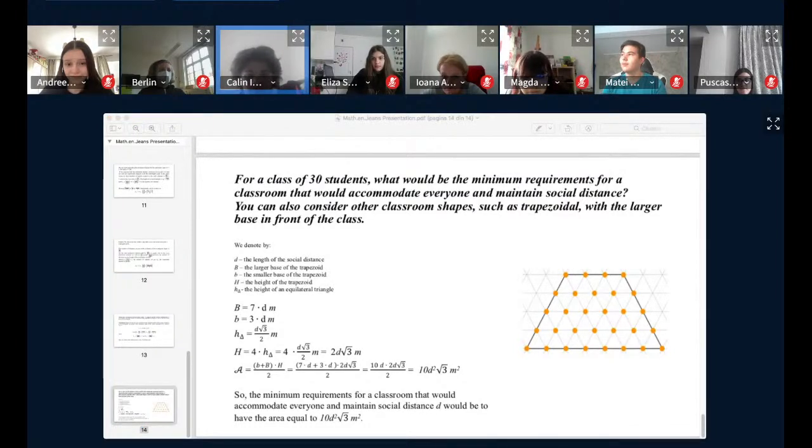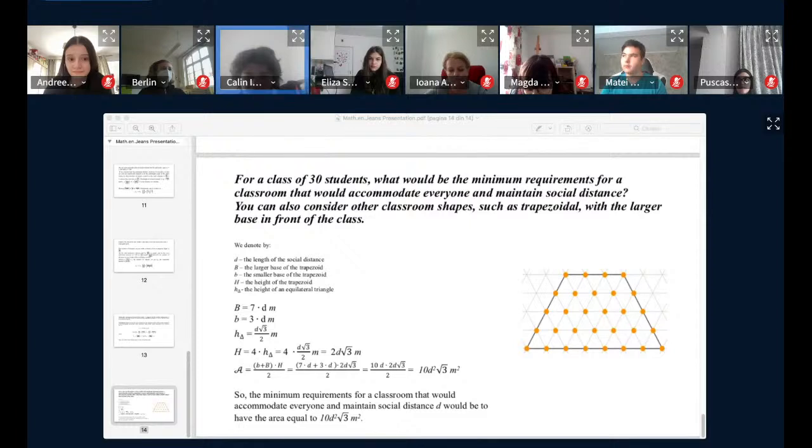We denote by d the length of the social distance, capital B the larger base of the trapezoid, lowercase b the smaller base of the trapezoid, and h the height of the trapezoid and the height of the equilateral triangle. Capital B equals 7 times the length of the social distance. Lowercase b equals 3 times the length of the social distance. The height is the length of the social distance times square root of 3 divided by 2.